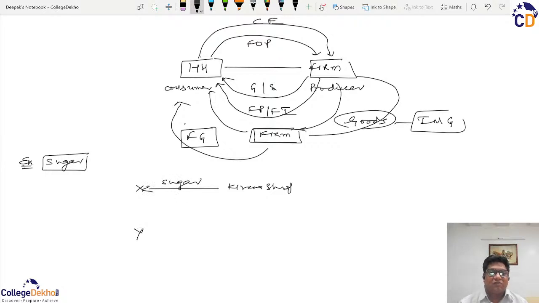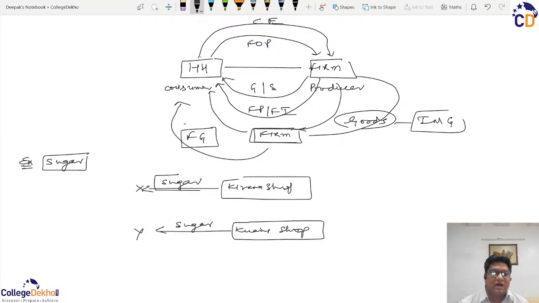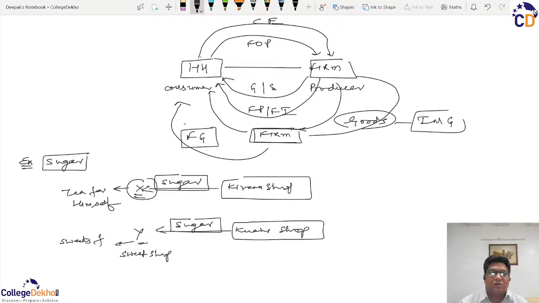Another can be Mr. Y goes to the kirana shop and buys sugar. In both the cases, the seller is the firm, the kirana shop. In both the cases, the goods to be discussed are similar, that is the sugar, but the person is here X and here Y. And what is the difference between the two? X is buying the sugar to make tea for himself, and here Y is a sweet shop owner who is buying for making sweets for resale.